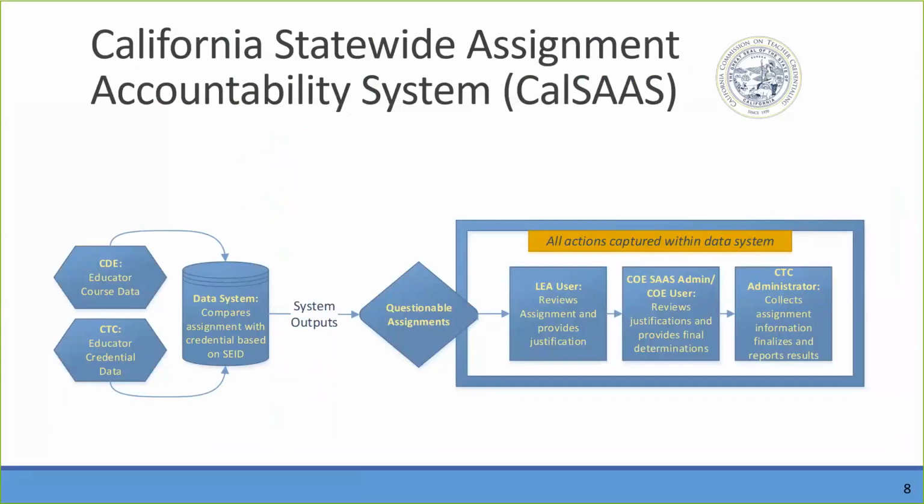So what's outputted? What comes out are what we call exceptions. There's an exception when those two areas don't match up: the educator's credential data doesn't authorize the course that's being taught. An exception is what we call a questionable assignment. It's not necessarily a misassignment. It's something that is potentially a misassignment, but could be otherwise legally authorized.